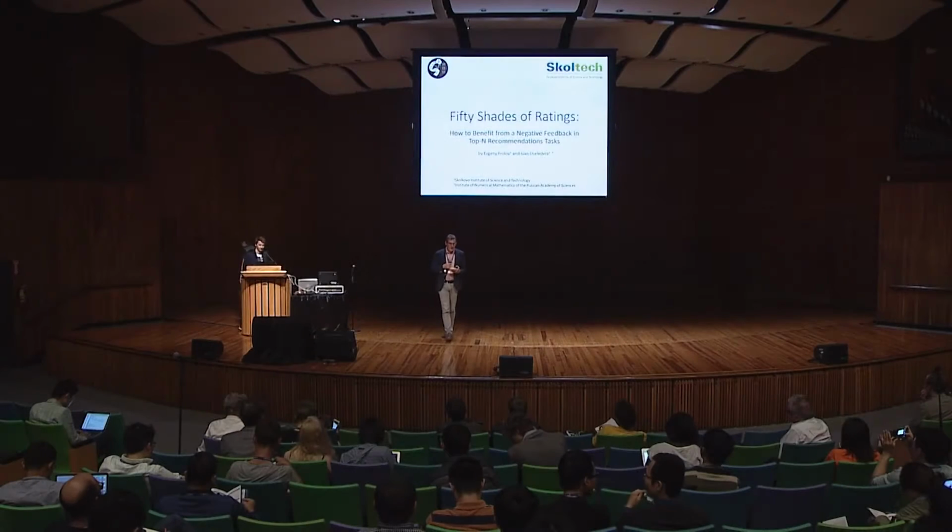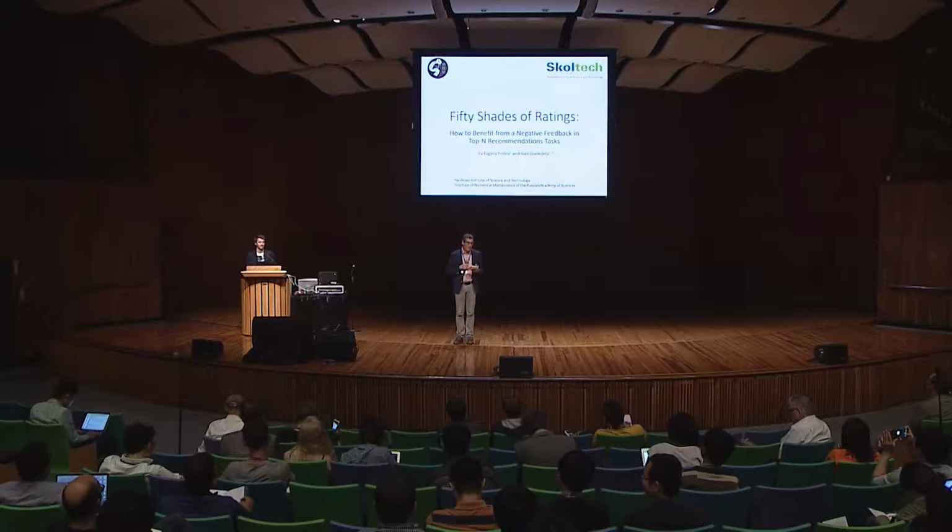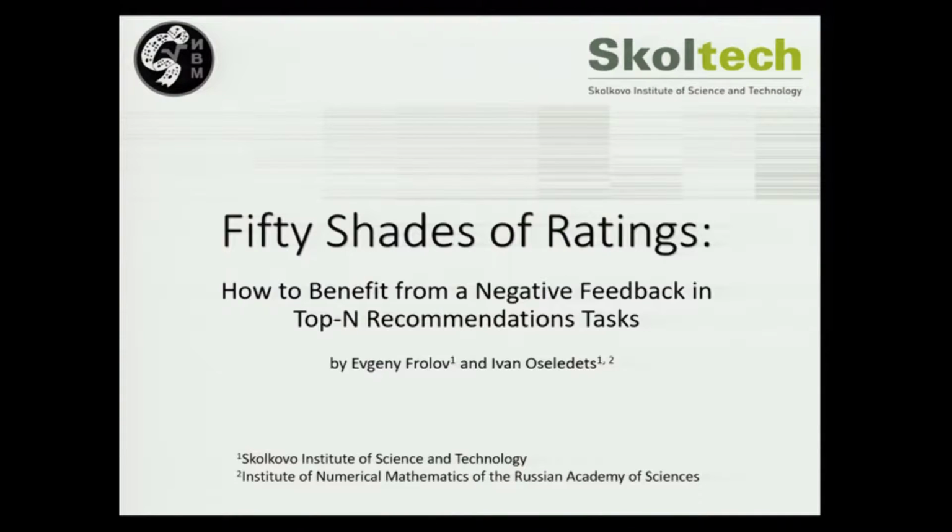Okay, so our second paper is presented by Evgeny Frolov, and it's called "50 Shades of Ratings: How to Benefit from Negative Feedback in Top-N Recommendation Tasks."